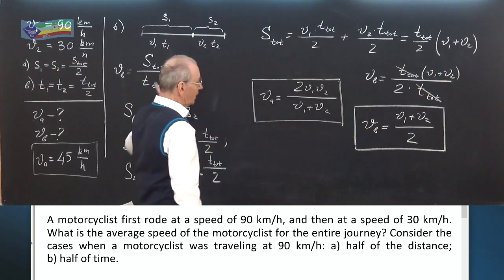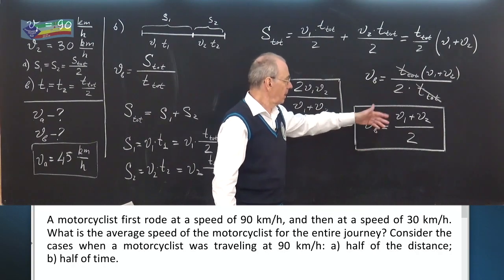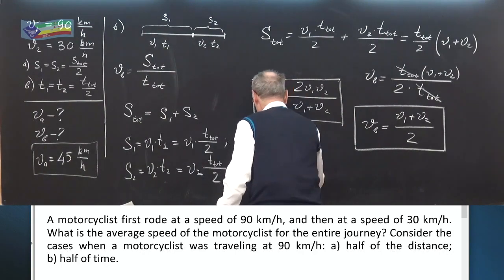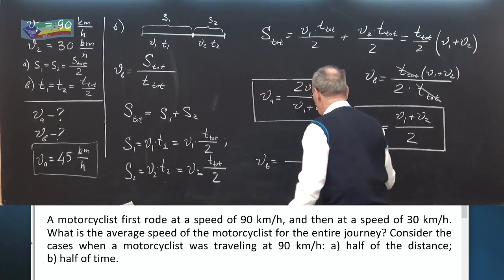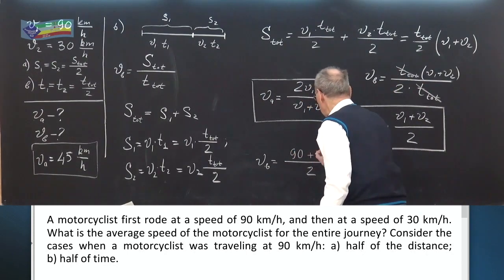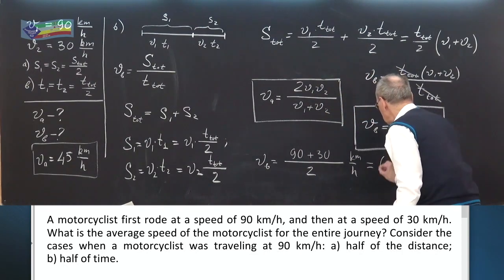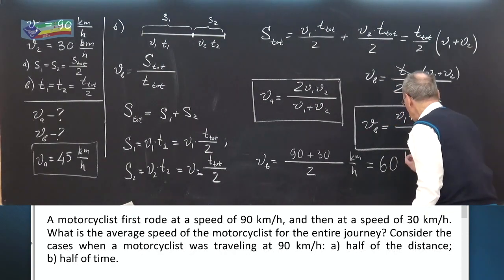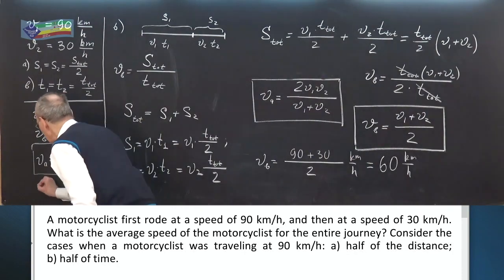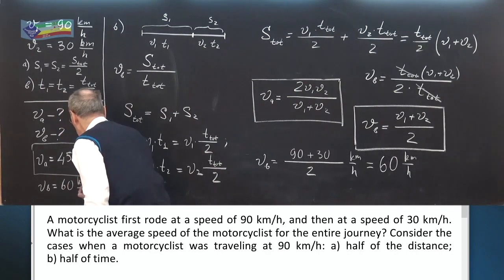So in the second case, average speed is mean speed or a middle speed. VB equals 90 plus 30 kilometers per hour over 2 equals 60 kilometers per hour. VB equals 60 kilometers per hour.